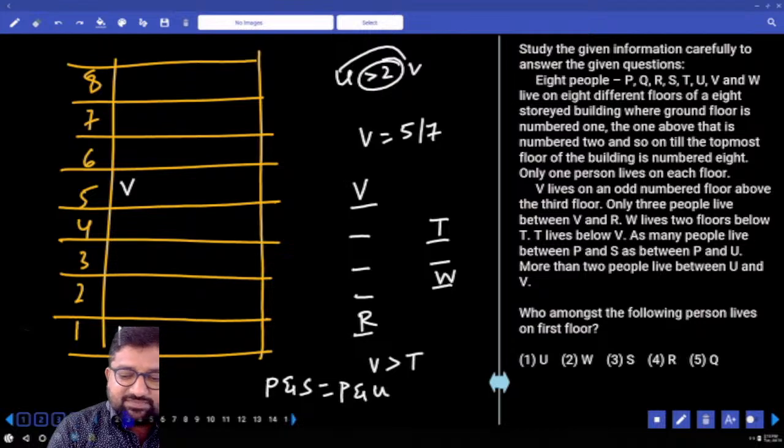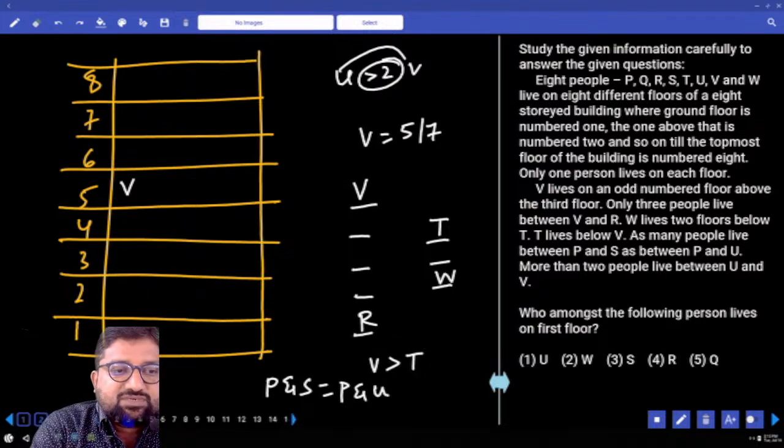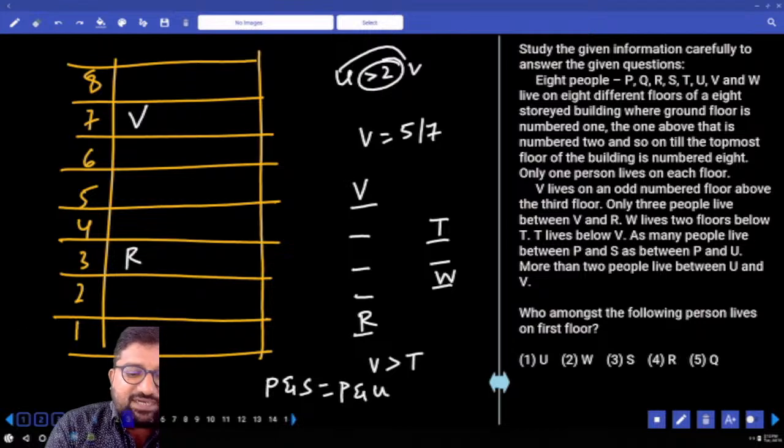Next, after V only you are supposed to go for T. So there is no other chance. T, W. Now we are left with only one possibility. This is V, 3 floors between V and R. More than 2 people between U and V. More than 2, and you are supposed to start from 3.